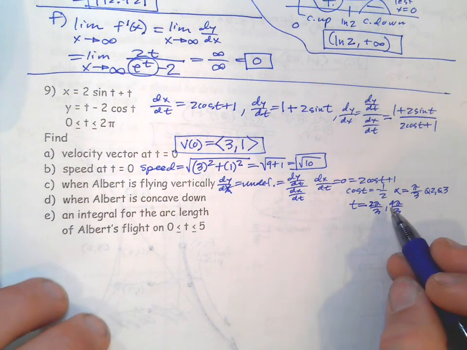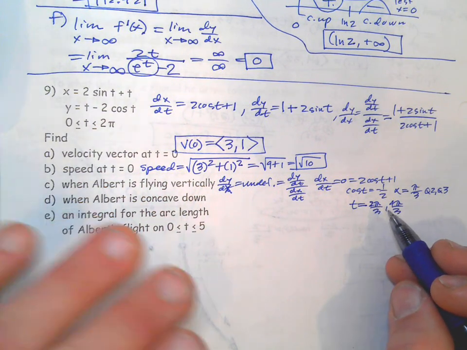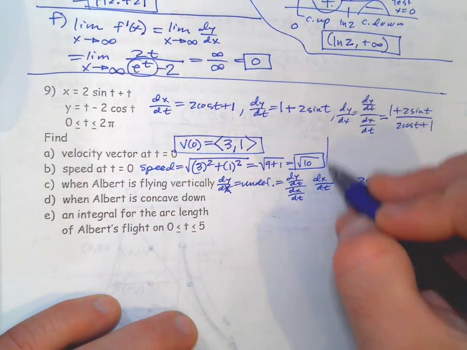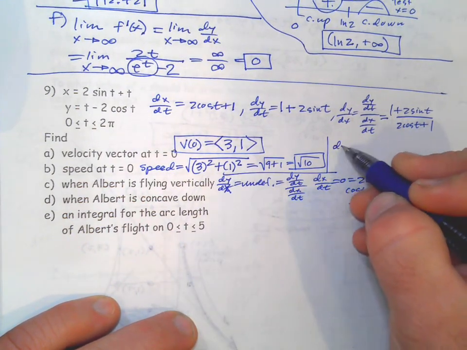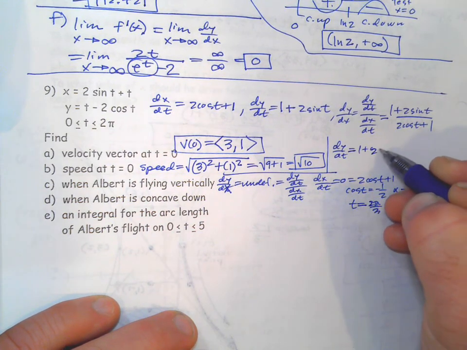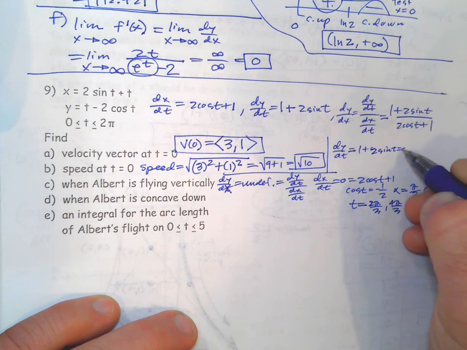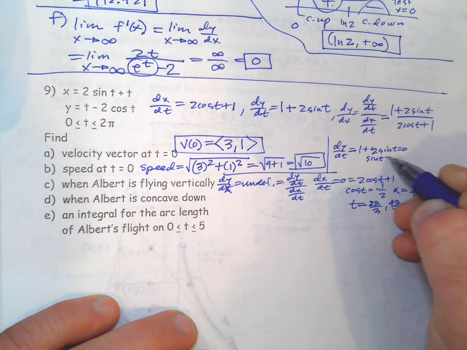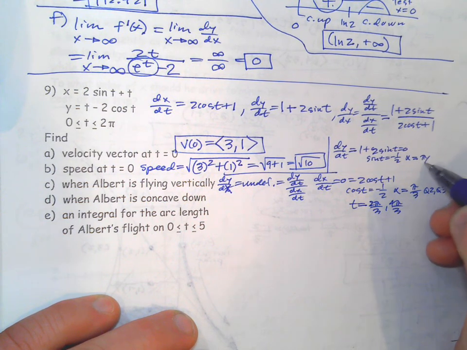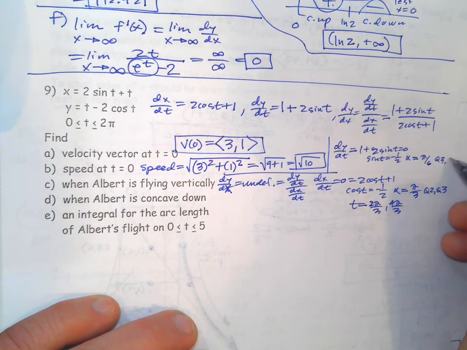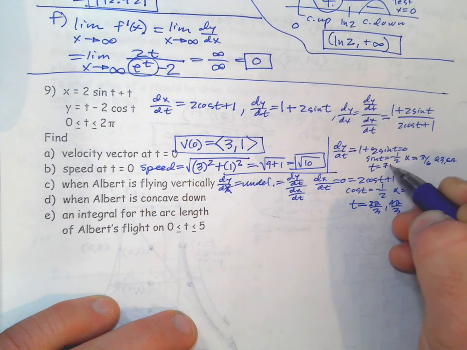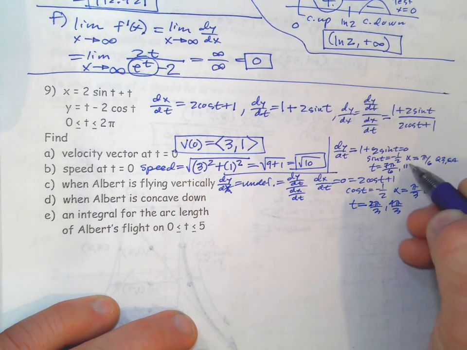But you want to make sure that it's not also horizontal at the same time. So a lot of times you're asked to find both of them, so I'm going to do that up here. I'm going to say, well, when is dy dt equal to 0? That's going to be 1 plus 2 sine t equals 0, so sine t equals -1/2. The reference angle is going to be pi over 6, and it's going to be quadrants 3 and 4. So t equals 7 pi over 6 and 11 pi over 6. So we're good.